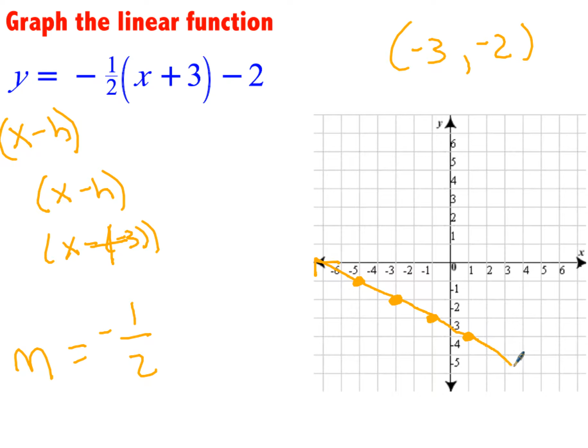If I'm reading this from left to right, it is going down. From left to right, this line is going down. It is not going up. Okay, so this is a negative slope. So this would be the graph of this line.